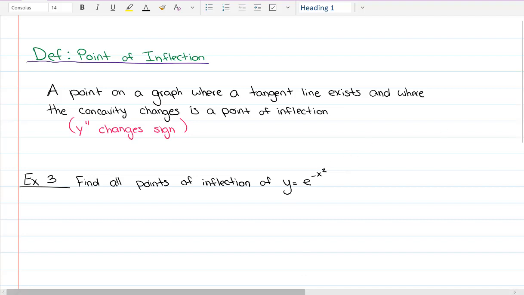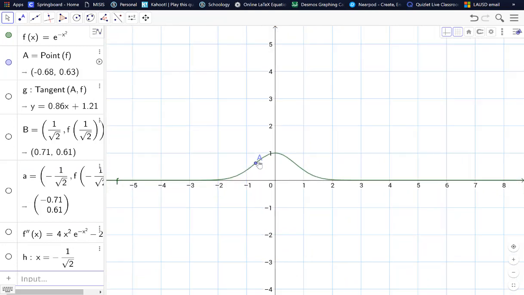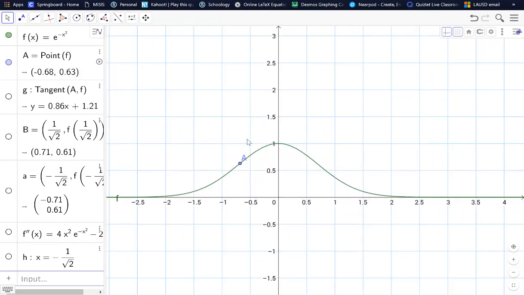If we look at the graph of y equals e to the negative x squared, it looks like this. And we've worked with this function before. So we know that right here the function's increasing, and here the function's decreasing. And if we look at the tangent line, we can see that the tangent line exists everywhere.